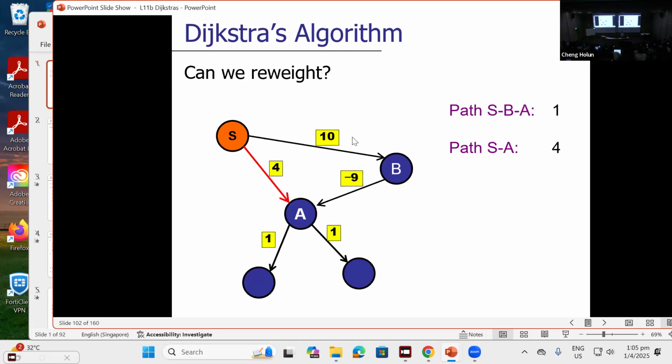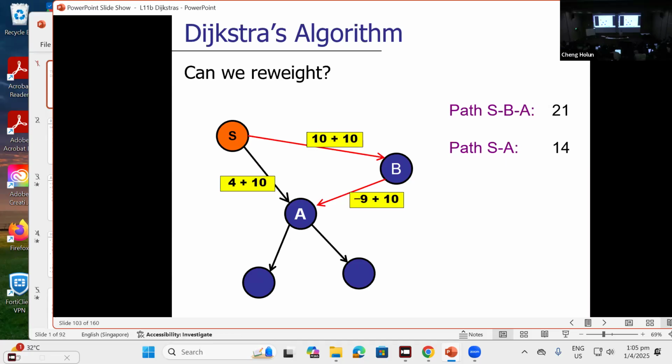It actually doesn't work. Let's say this graph, the shortest path to S-B-A is 1, S-A should be 4. But if you actually even reweight it, it's still the same. You will still reweight this to be 14. But if you reweight the path S-B-A, it becomes 21. So it still doesn't work. It still relies on the 14, which is the original S to A path. You cannot go to the S-B-A path. So too bad.